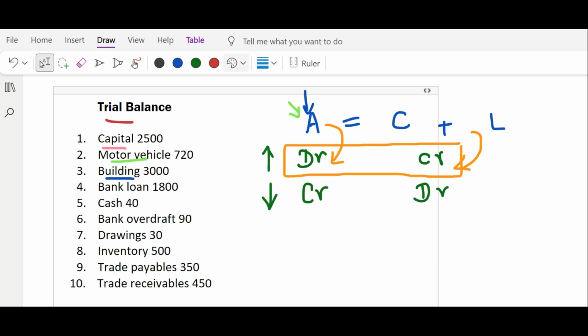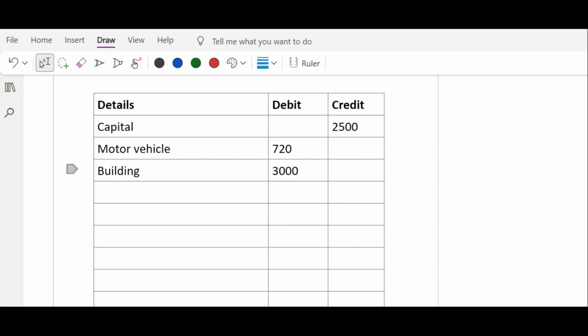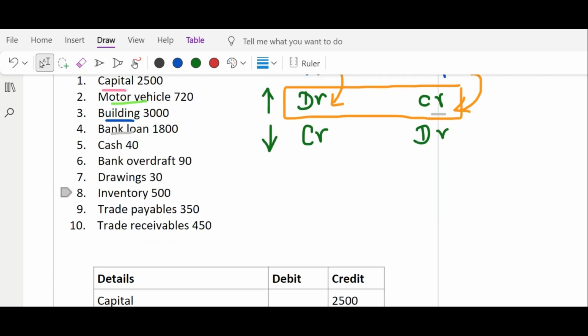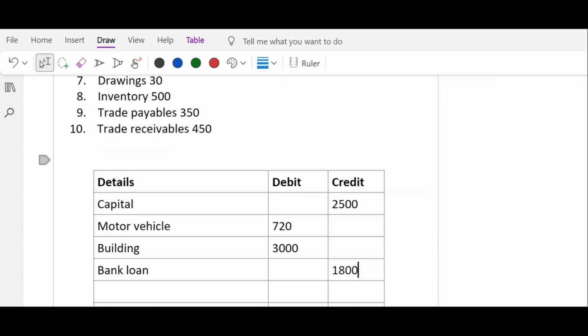Bank loan. Bank loan is a liability because one day we will have to repay the loan to the bank. So the business has an obligation, which is then a credit. Bank loan 1800. Then we have cash. Cash 40. Cash is an asset. So it's debit.